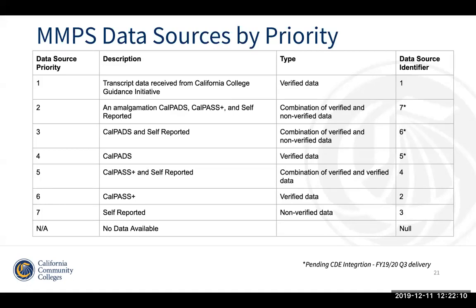And so that gives us access to in-progress coursework that we don't typically have access to in our other data sources, in that most of the information that is provided in CalPass Plus and in CalPADS, when we have access to that data, as well as self-reported data, we're asking what coursework has been completed. And so we're not necessarily asking about in-progress coursework. And so that is what particularly makes the CCGI data set so desirable.